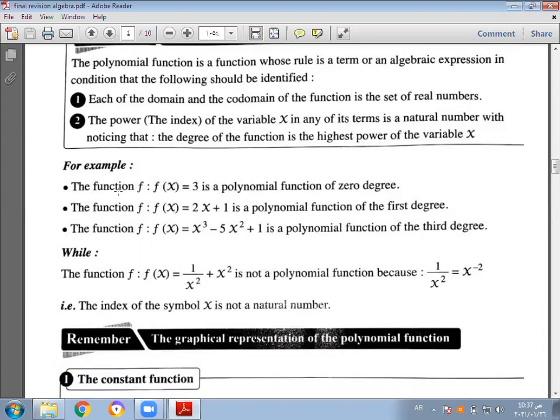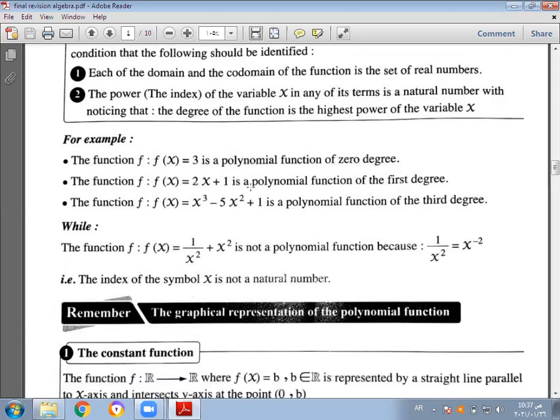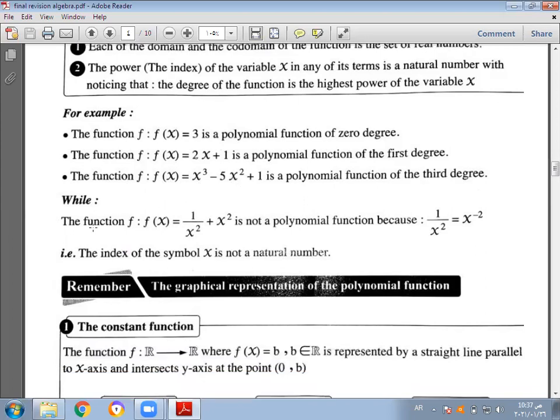We can notice that the function f such that f of x equals 3 is a polynomial of 0 degree. f of x equals x plus 1 is a polynomial function of first degree. f of x equals x^3 minus 5x^2 plus 1 is a polynomial of third degree. The function f such that f of x equals 1 over x^2 plus x^2 is not a polynomial because 1 over x^2 equals x^-2, and negative 2 is not a natural number, so the index is not a natural number.